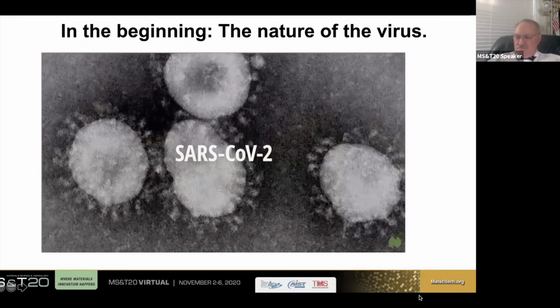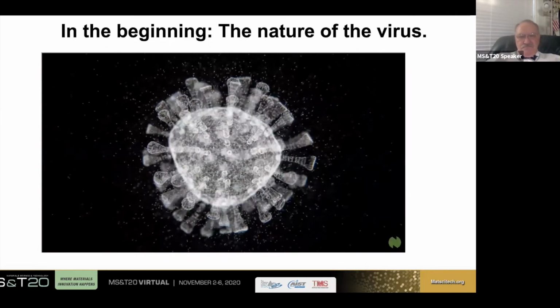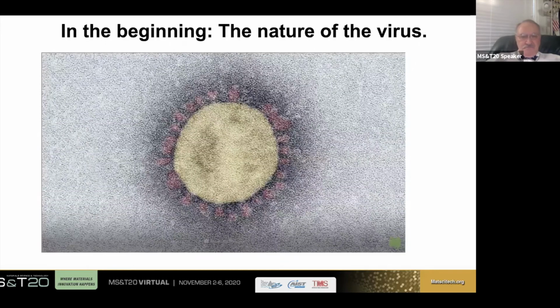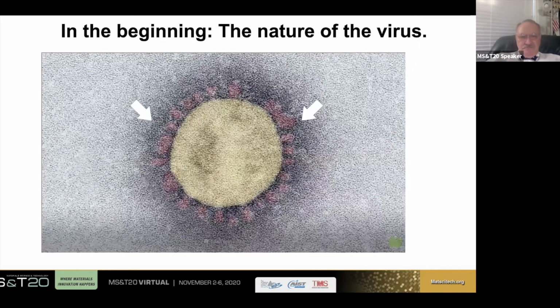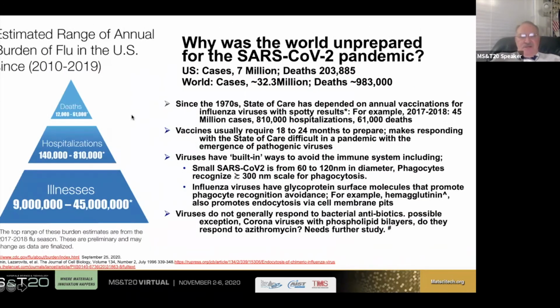This is SARS-CoV-2. It belongs to the family of coronaviruses named for the crown-like spikes on their surfaces. SARS-CoV-2 can cause COVID-19. So let's turn to why was the world unprepared for the SARS-CoV-2 pandemic? When I wrote this, oh gosh, probably 3 or 4 weeks ago, there had been 7 million cases, higher now, of course, 32.3 million in the world.